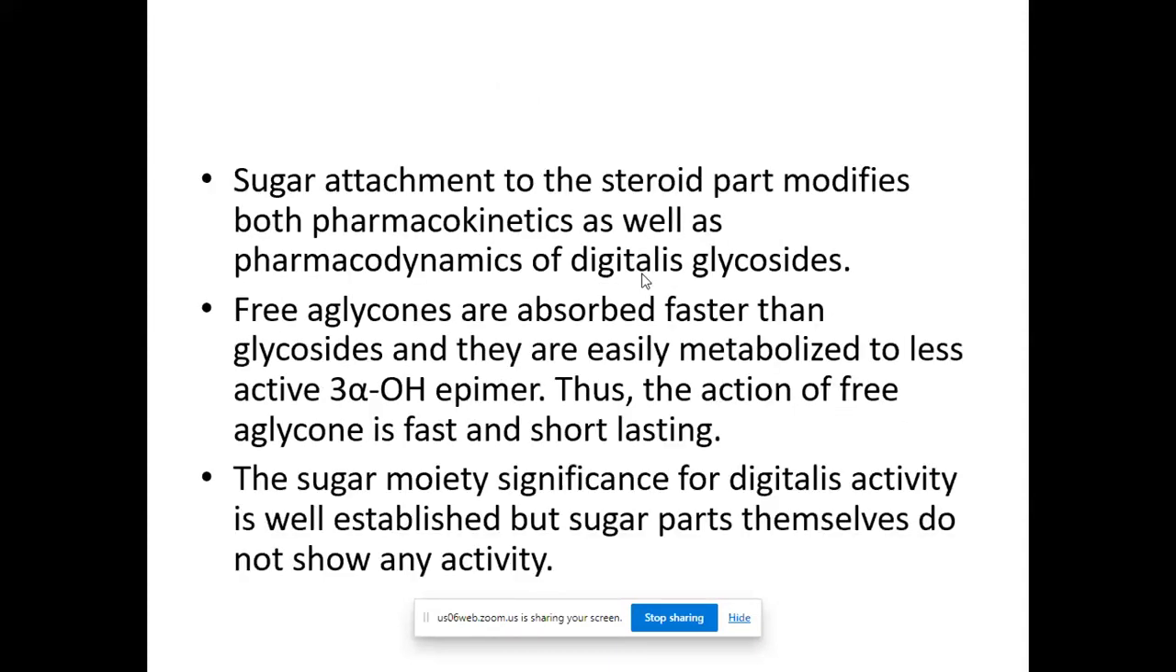Free glycons are absorbed faster than the ones bound. Yeah, so those two points are related. The free glycons are absorbed faster than glycosides, and they are also easily metabolized. So once you change the solubility, if the sugar part is more soluble, it will lead to it being easily metabolized. So it will act fast, but it will also have a shorter duration. The sugar moiety is significant for digitalis, but it hasn't shown any activity. Next slide.